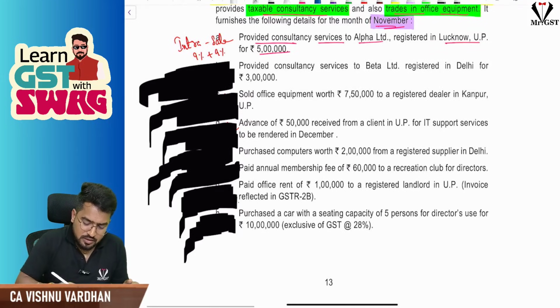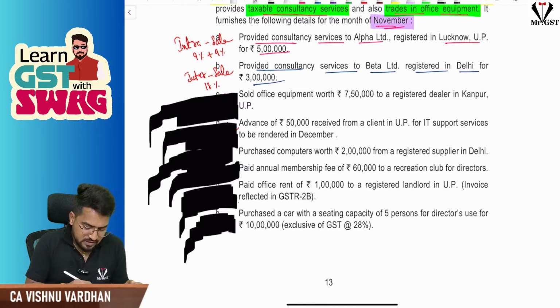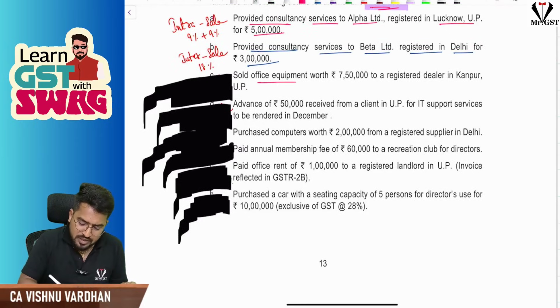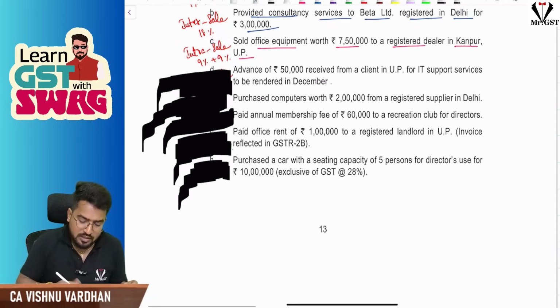Next, they have provided consultancy services to Beta Limited, registered in Delhi, 3 lakhs. So this is an interstate sale. Yes, 18% GST we will charge. Sold office equipment worth 7,50,000 to a registered dealer in Kanpur, Uttar Pradesh. Again, this is an intrastate sale, 9% plus 9%.